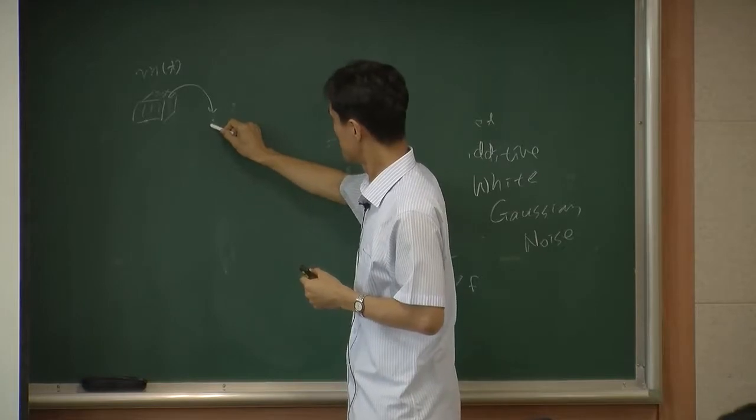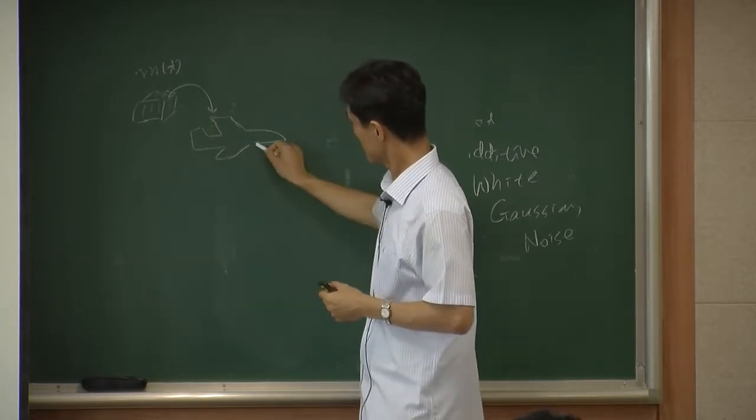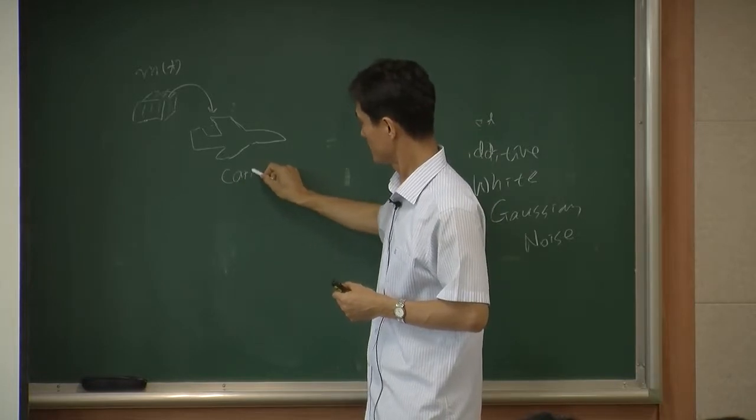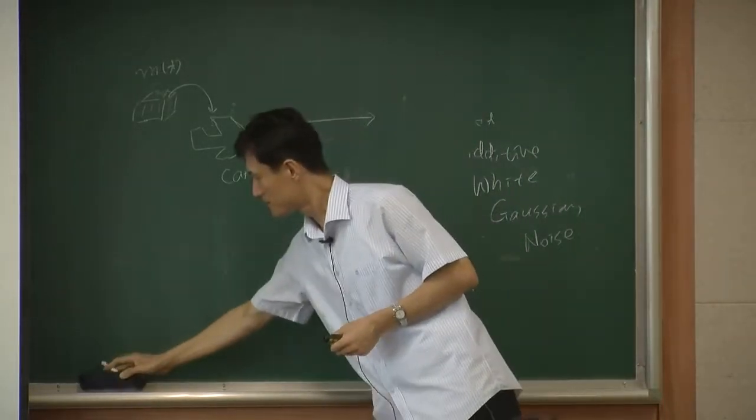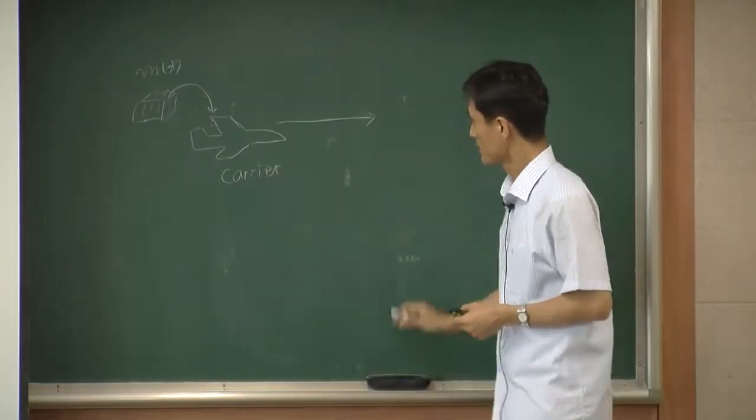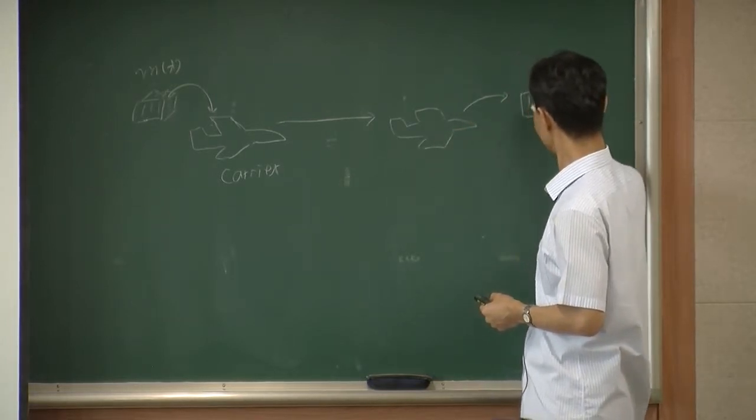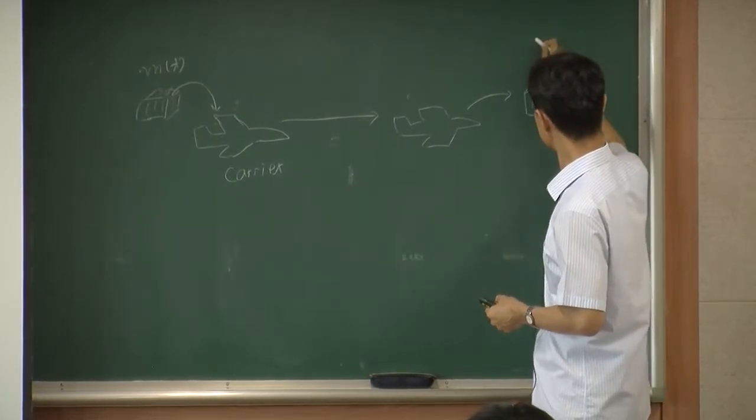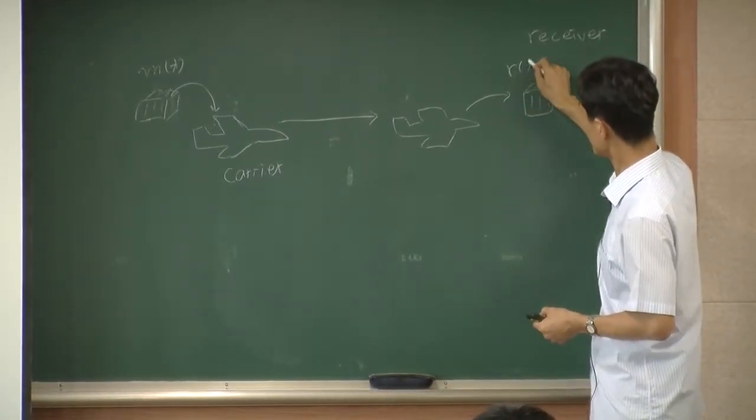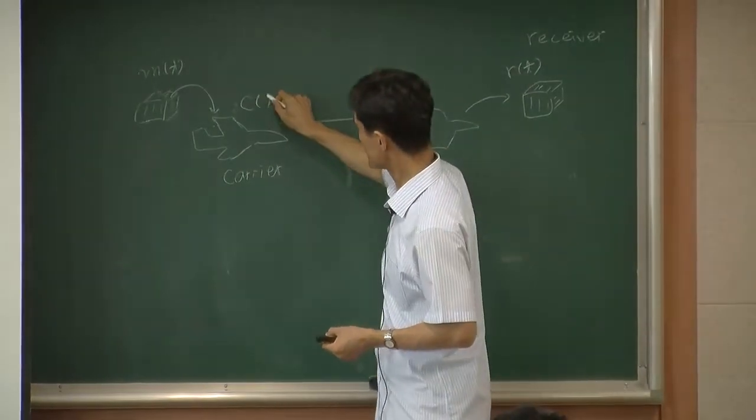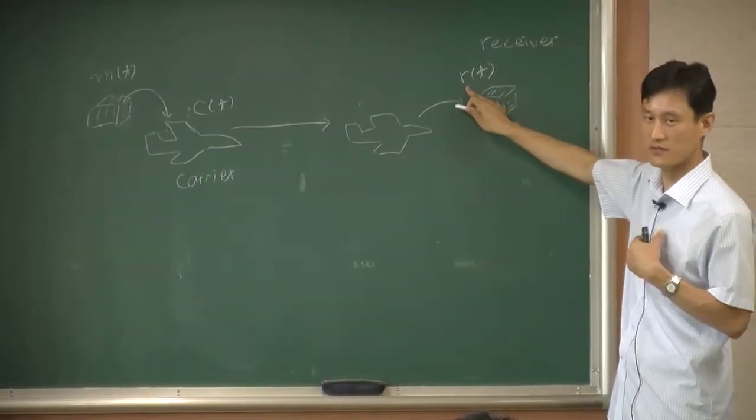I want to put it into the carrier. And this carrier flies and eventually arrives somewhere here and then brings it to the receiver. And right here, what I receive is RT. And this carrier, I like to call CT because this is the carrier. And RT is the received signal.